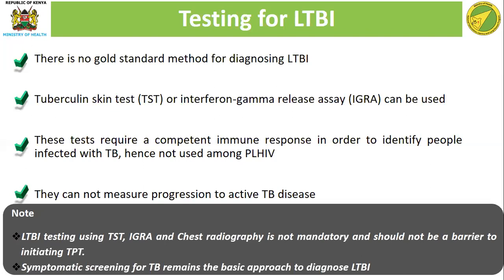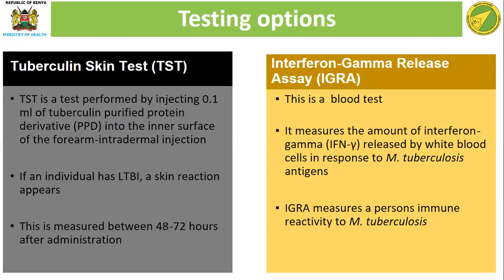So for testing, we're saying use of the TST and IGRA or even chest X-ray is not mandatory, and should not be used as a barrier for initiation of TPT. You cannot say that because you've not tested with TST, IGRA or chest X-ray, you cannot initiate TPT. For TPT, we did not want to create any barriers for access. So symptomatic screening for TB remains the basic approach to diagnose latent TB. Going forward, some counties will get IGRA, the interferon gamma release assay test: if you're coming from Nairobi and Kiambu, you're likely to get it. USAID has plans to procure that, but the rest of us will not have it, and we will rely on symptom-based screening.